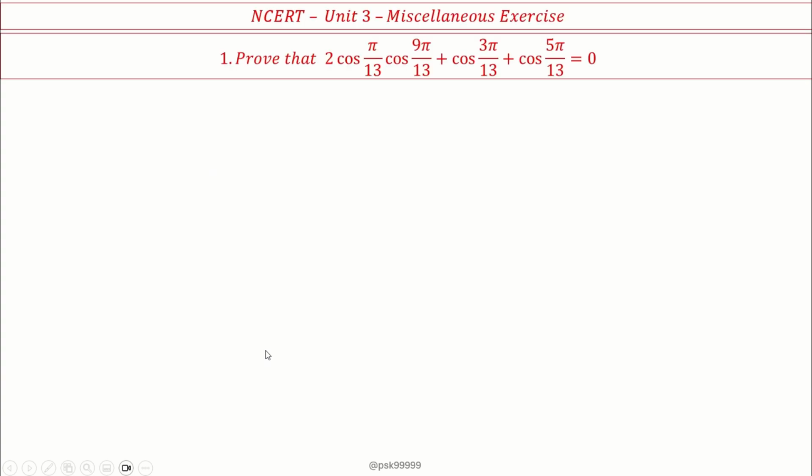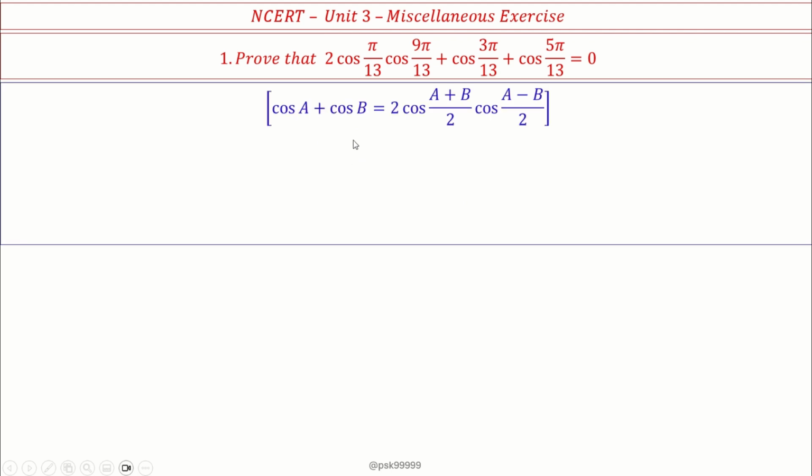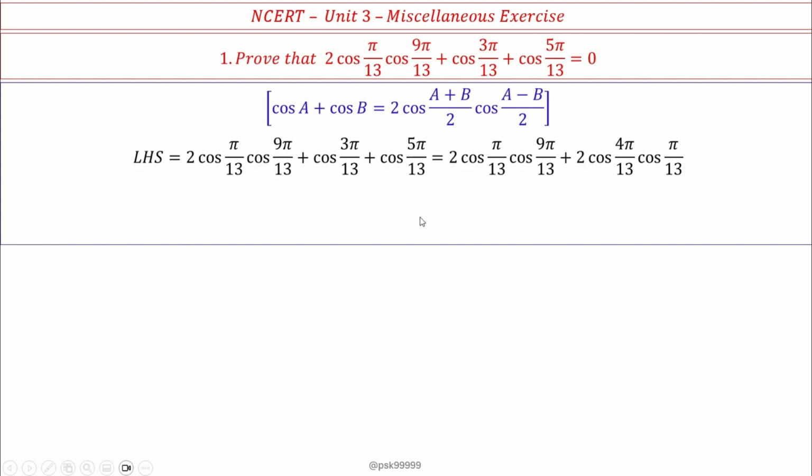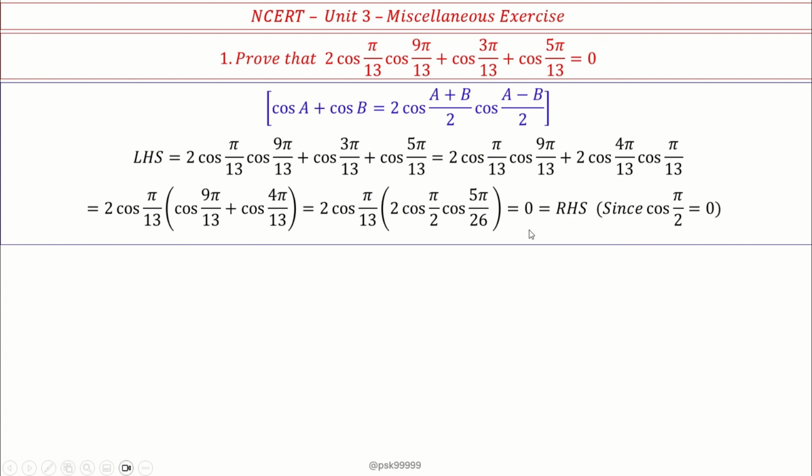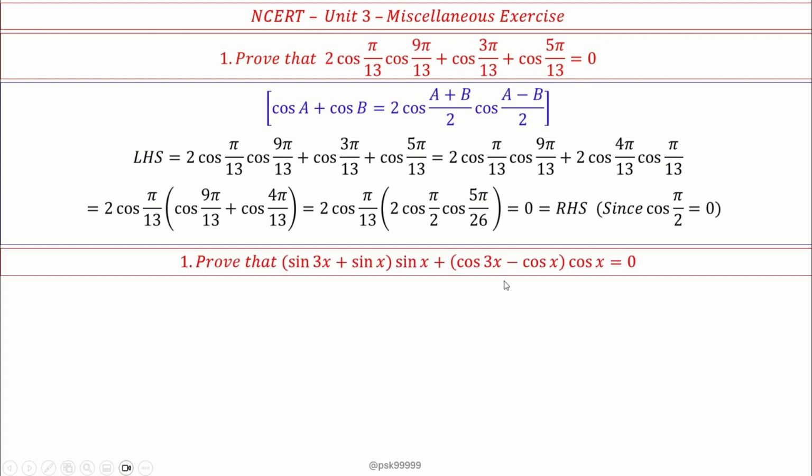Let's do the miscellaneous exercise now. There are some interesting problems in this. Most of them you just apply the formula, but if there is anything interesting, we will discuss it here. Here I am applying the cos A plus cos B formula, and then you will get the RHS proof. Most of the time you may not be given something to prove. They may ask you what the value of this is.